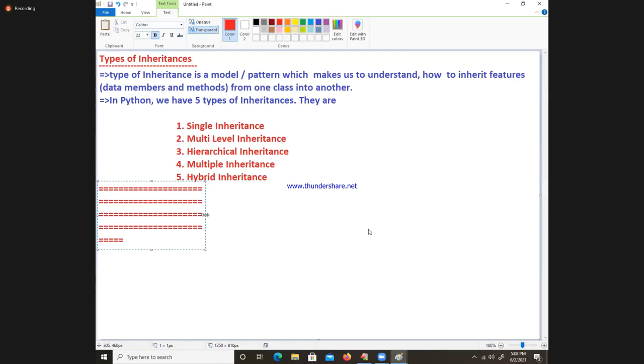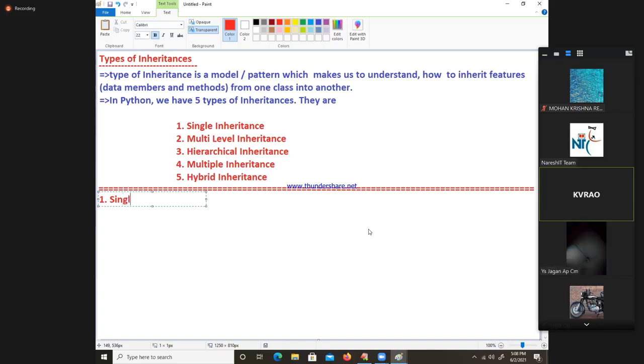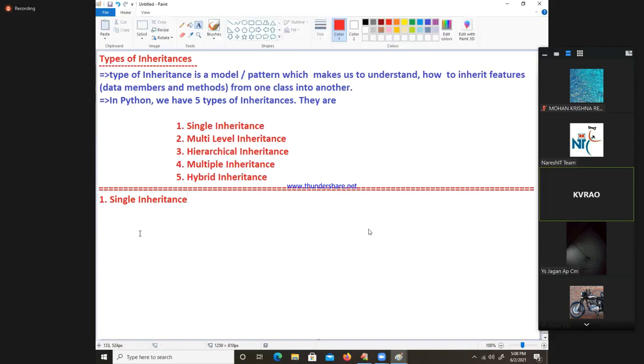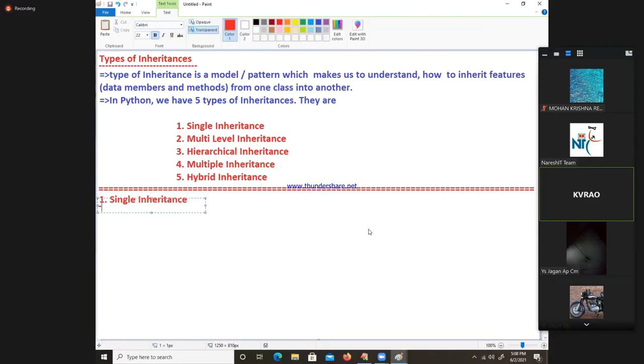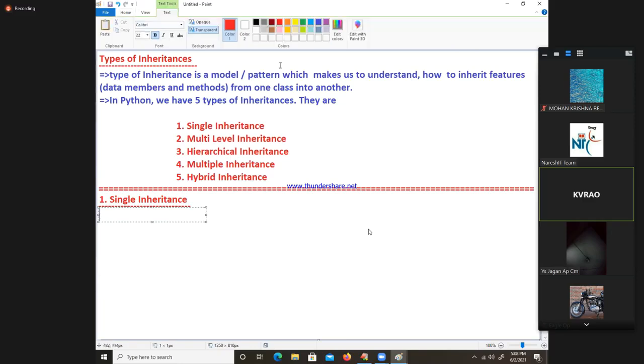Now I will talk about what a single inheritance is. Now I'll go for one by one explanation. First one is called what? Single inheritance. I am going to explain it. Here you need to understand the definition, plus you need to understand the diagram.